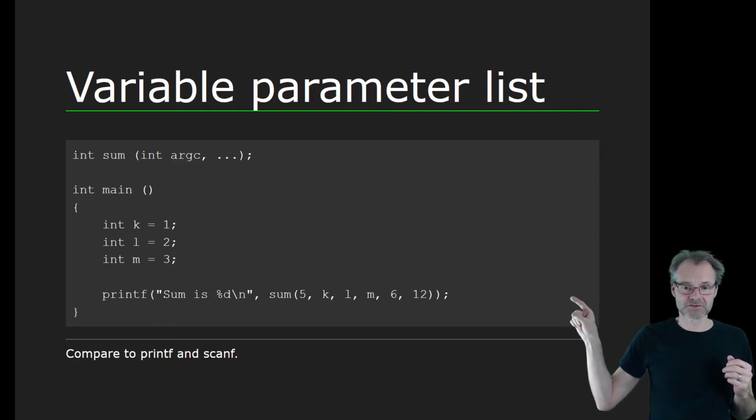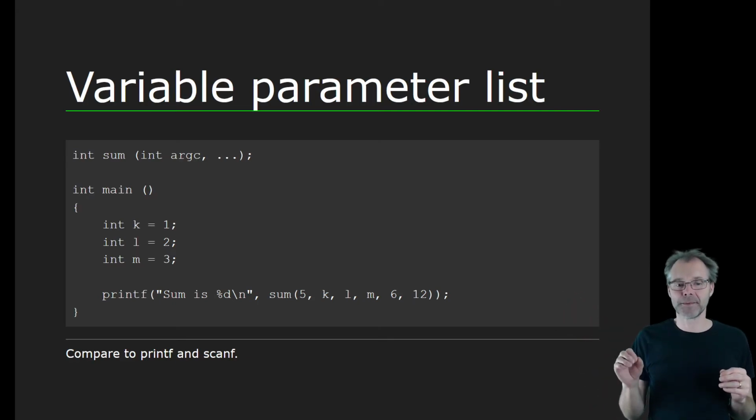So when I'm using it down here, I'm going to sum, and I'm saying I'm going to sum 5 values for now. And then I send in 5 values: K, L, M, 6, 12. So it's 5 values I'm going to sum. So let's see how we implement this sum function.